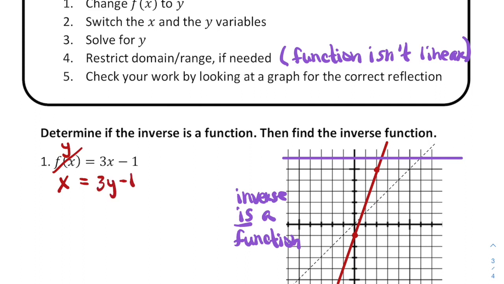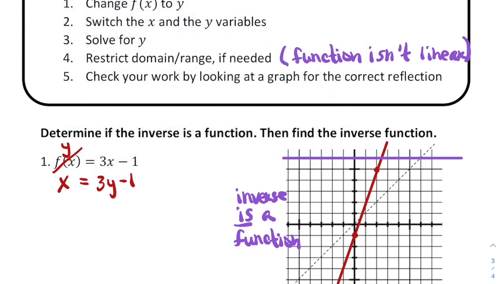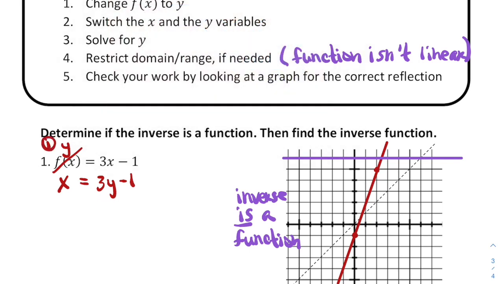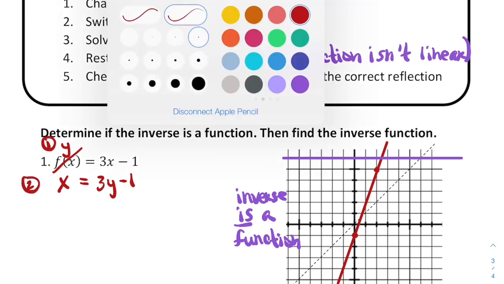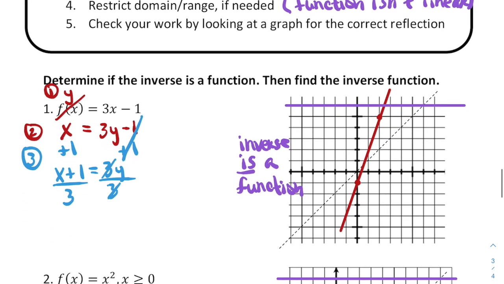And now this just becomes an algebra problem just like any other problem that you've solved since middle school. Let's go ahead and make a couple notes here. This is step 1, this is step 2, and now I'm about to do step 3. That way we can keep those in order and keep track. So if I solve for y, I'm going to have plus 1 on both sides, and that gives me, these cancel, and I have x plus 1 is equal to 3y, and then divide by 3 to end up with x plus 1 over 3 is equal to y.